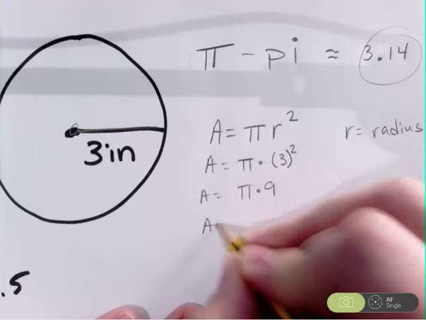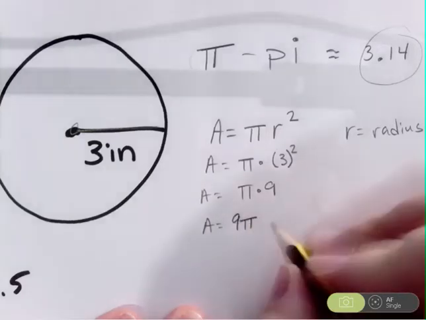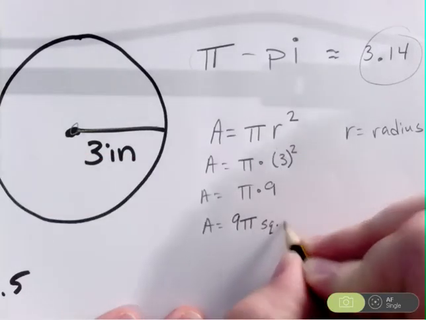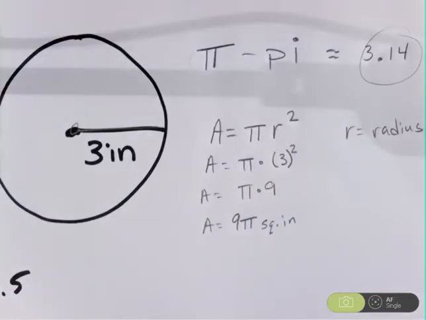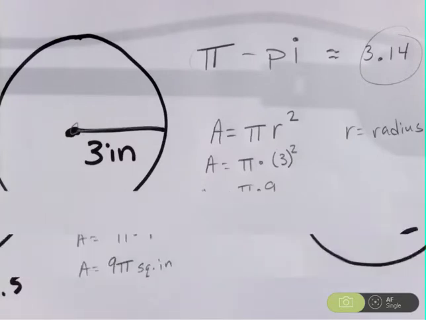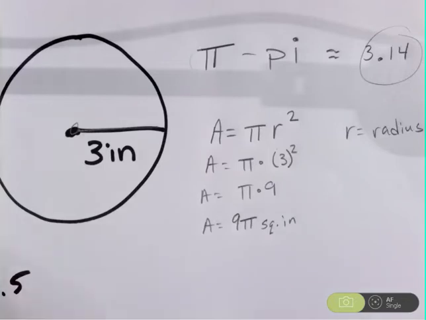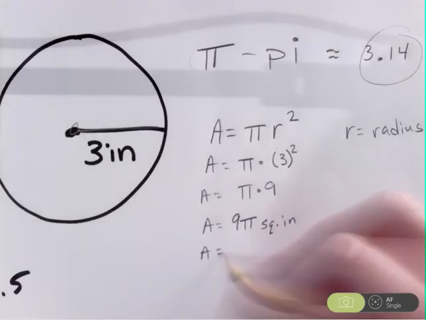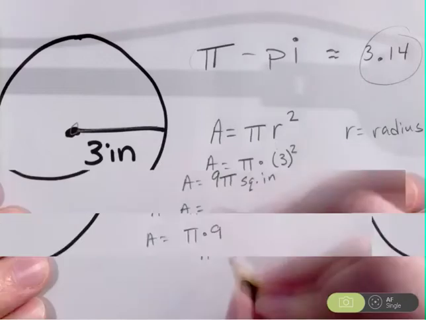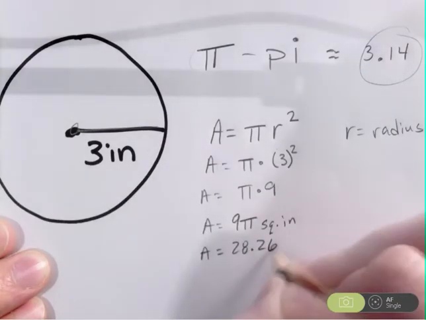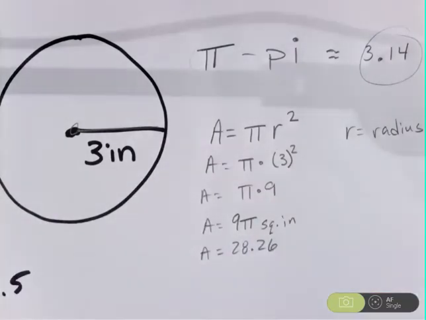Now, some teachers at some level are going to give you credit for this 9 pi square inches, but sometimes we need to know what it is going to be as a decimal. So I'm going to type in my calculator 9 times 3.14, and I'm going to get the area equals 28.26 square inches.